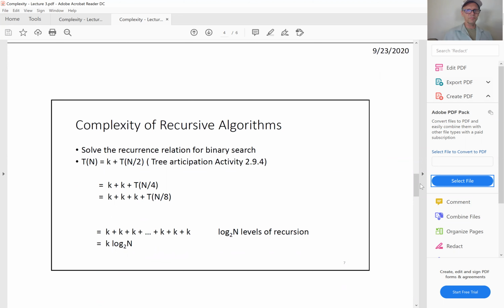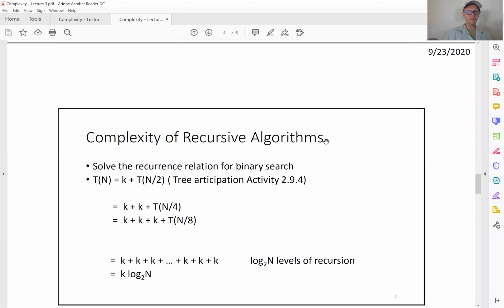And then, I left the P out, I have to correct it. Participation activity 2.94, yeah, I realized I left the P out. So there should be a P, I'll fix that.